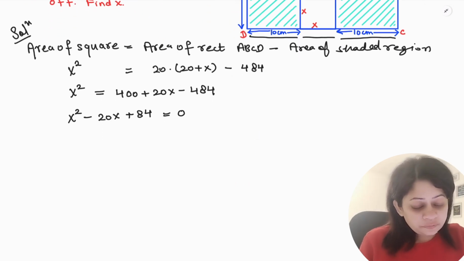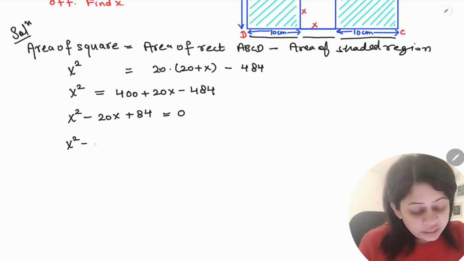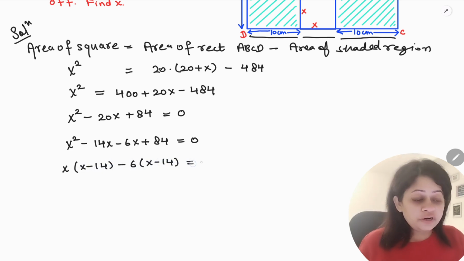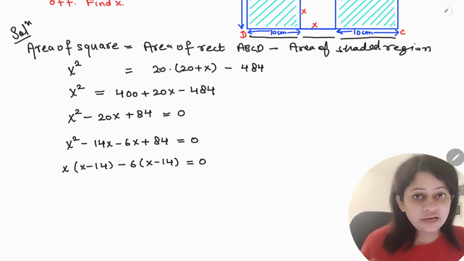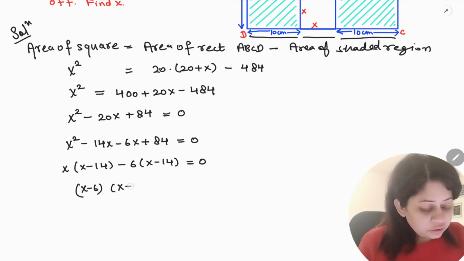If I solve this, I know that 14 times 6 is 84, right? And 14 plus 6 is 20. So this is a quadratic equation, and the factors will be x squared minus 14x minus 6x plus 84, right? Now I will take x common. This is x(x minus 14) minus 6(x minus 14), right? This is a quadratic equation, so if you are in grade 10 or above, then you should know this, right? So we have (x minus 6)(x minus 14) is equal to 0.